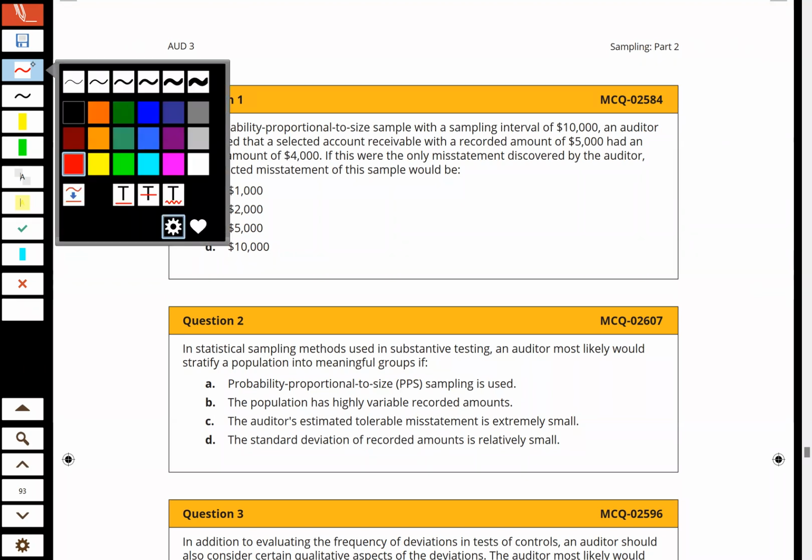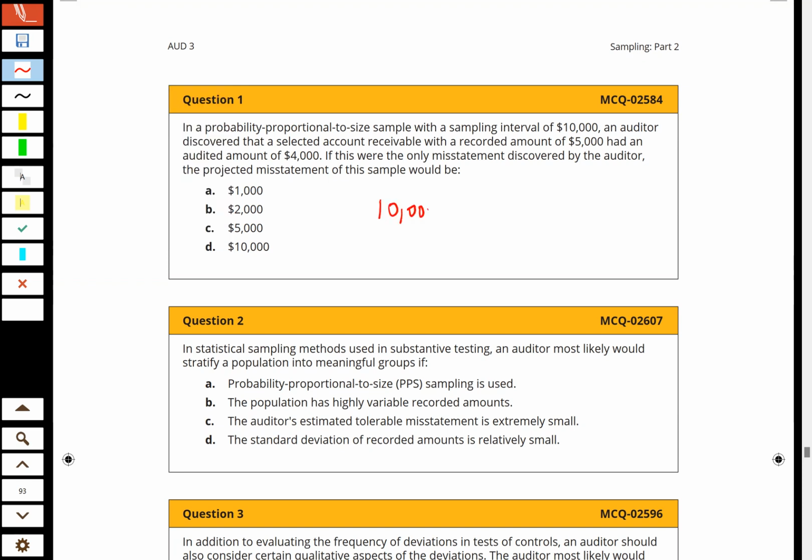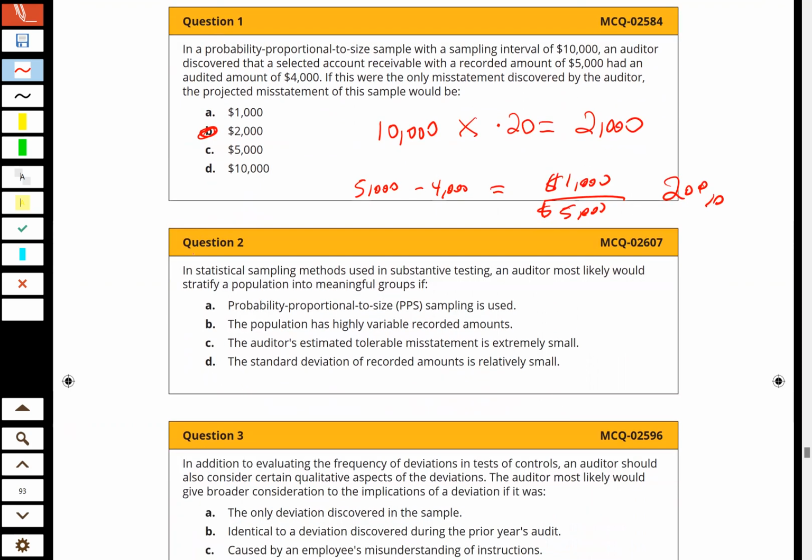They tell me that I have a sampling interval of 10,000. Okay, so I know I'm going to use that in the calculation of my projected error. Now they tell me that the recorded amount was 5,000 and the audited amount was what? 4,000. So we have what? $1,000 error here. Okay, and since the recorded amount was 5,000, we've got a 20% tainting. We multiply that times the interval, and that gives me projected error 2,000. The answer to this question, which most of you got in pretty good time. Okay. All right, good. Let's take a look at question 2.